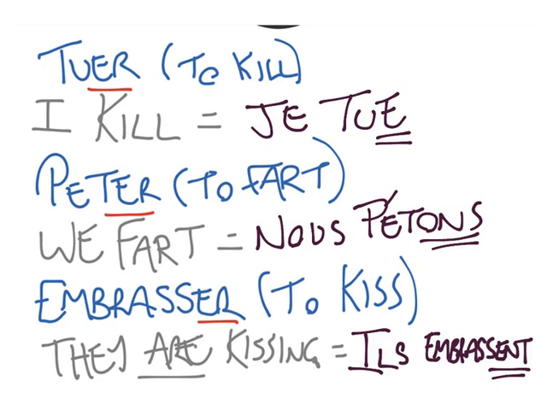And now you can mark them in purple pen. Did you get your endings right? Je, tu, it ends in an E because of je. Nous pétons ends in ONS, and it's that because it starts with nous. And il embrasse, ENT, because it's ils, they.